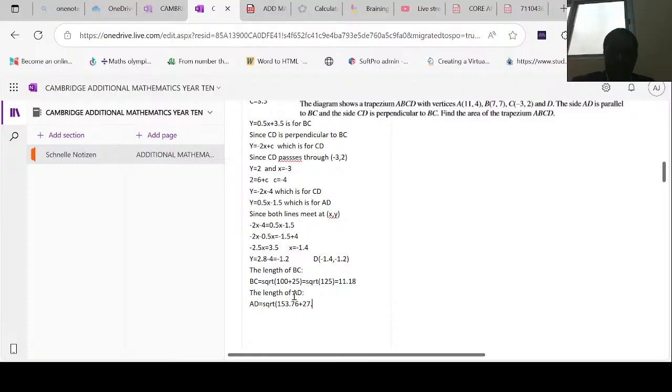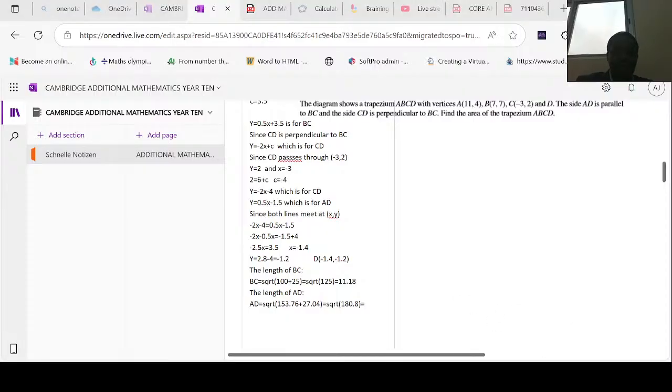5.2 squared. Square, not square root. Okay, so add them together. 153.76 plus 27.04. What would that give you? So that will give you 180.8. Okay, so now find the square root of 180.8. What is the square root of 180.8?